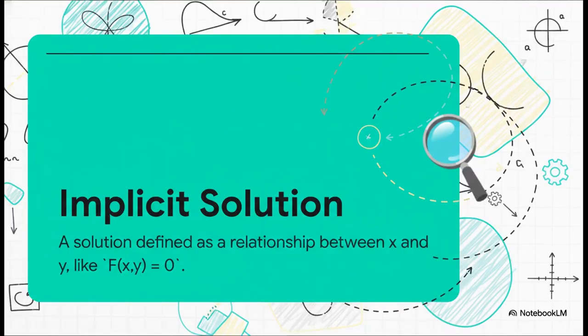But it's not always that easy. Sometimes the relationship is, well, it's more tangled up. An implicit solution is where we know there's a connection between x and y, but we can't easily get y all by itself. The function is kind of hidden or implied inside the equation.